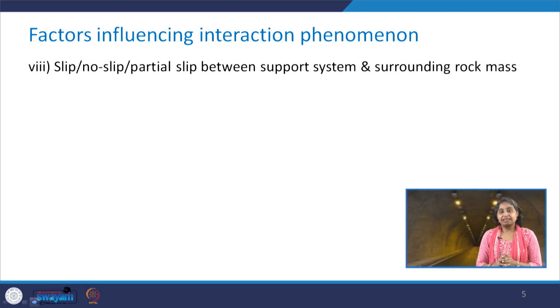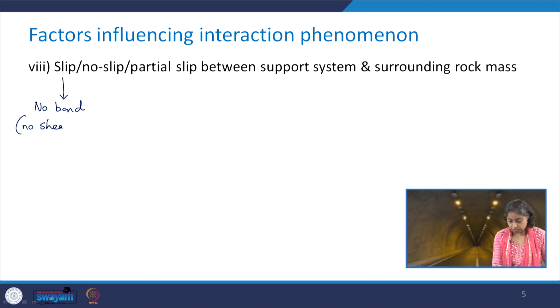Coming to the next category, which is slip, no slip, or the partial slip between the support system and the surrounding mass. So first let us understand what exactly we mean by slip, no slip and partial slip. When we talk about the slip condition, this includes no bonding, or in a sense we say that no shear stress development.